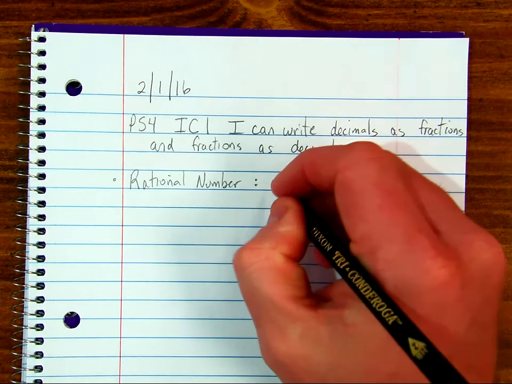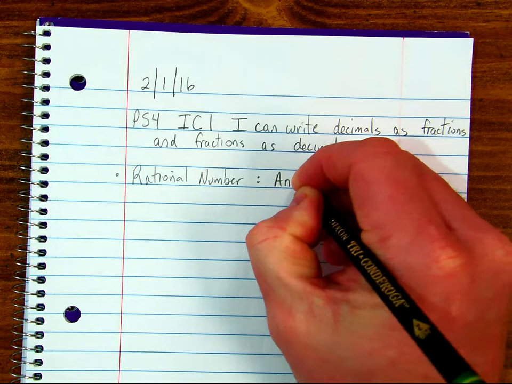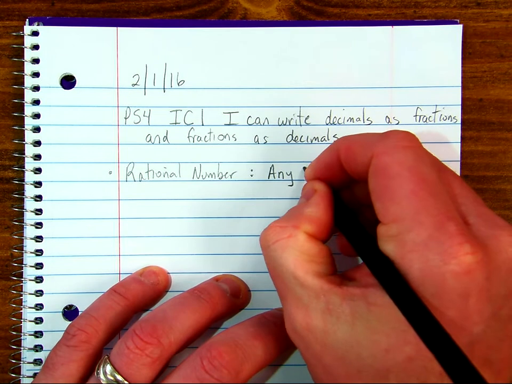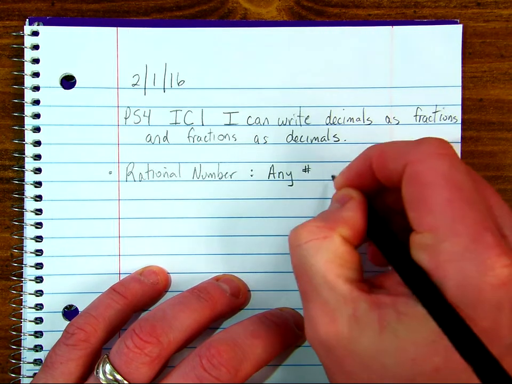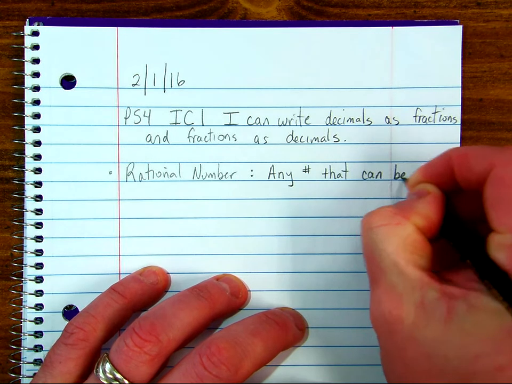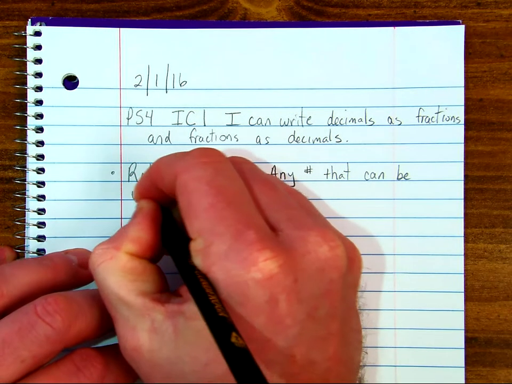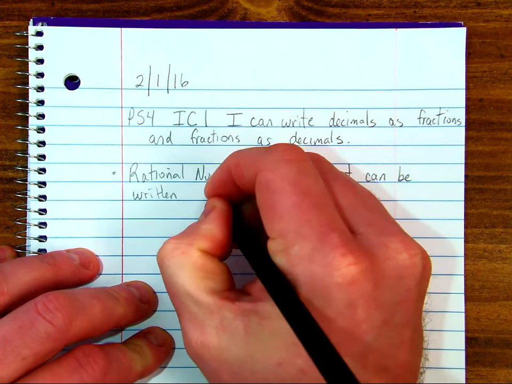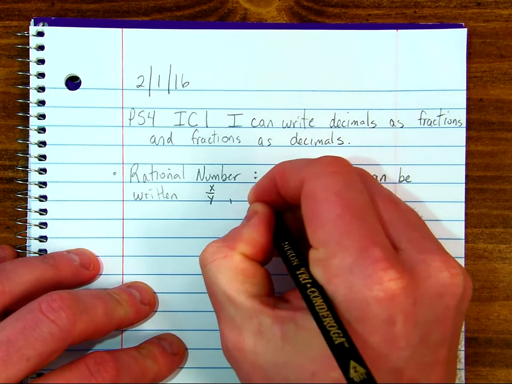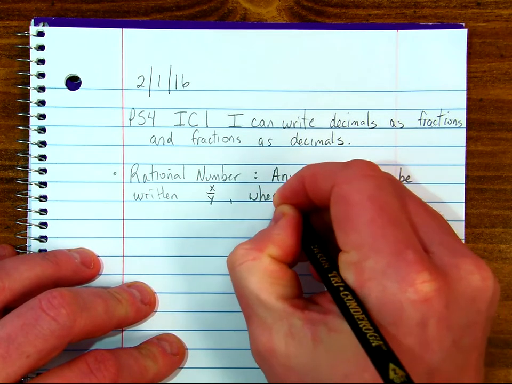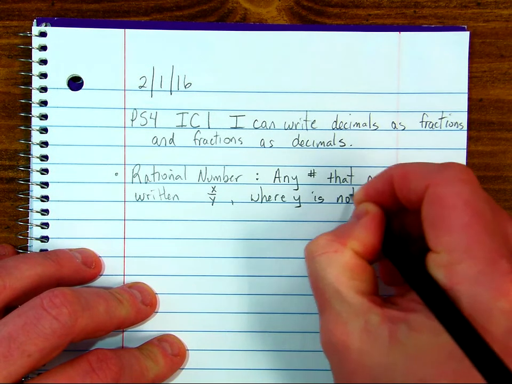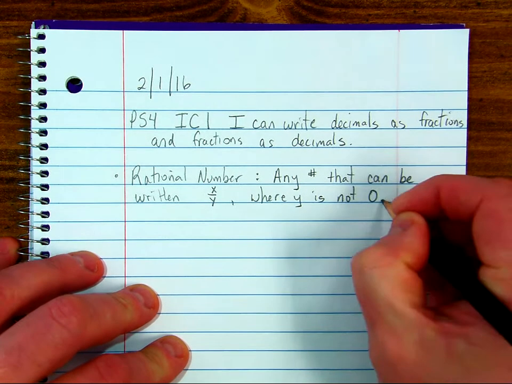So a rational number, I'm going to give you my definition, and then I'll explain to you what that means in a second, because it might not make sense at first. So a rational number, in my terms, is any number that can be written x over y, where y is not 0.